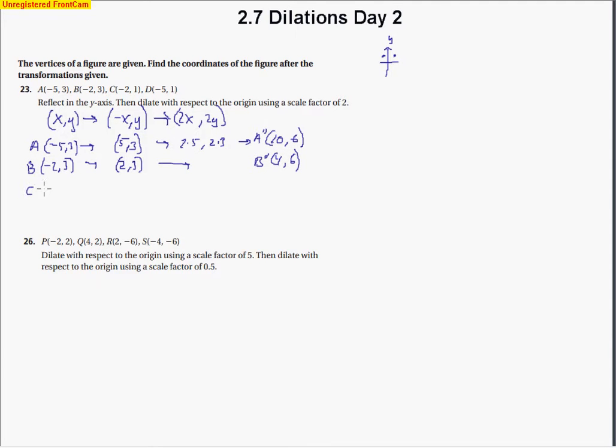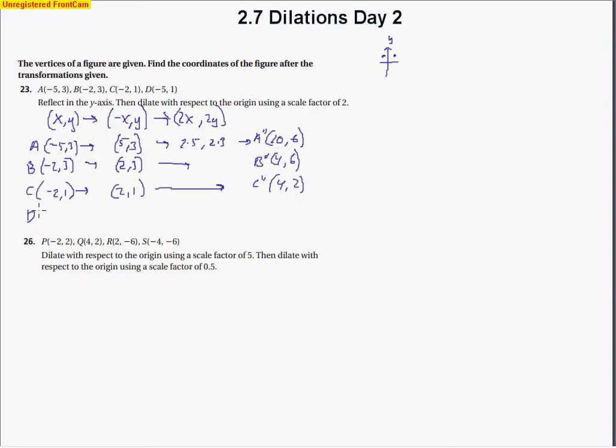Let's take a look at C. C started at negative 2, 1. And what does it go to? Well, it's going to end up going to 2 comma 1. And when I go ahead and double those values, doubling the 2, we get 4. Double the 1, we get 2.